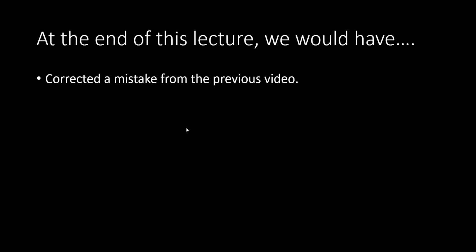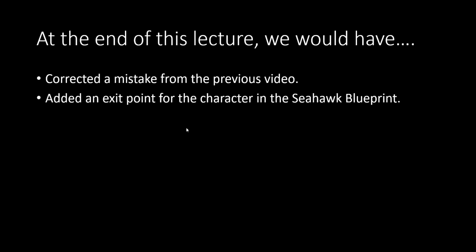At the end of this lecture, we would have first corrected a small mistake that we made in the previous video. It's about the flip-flop nodes. We're going to replace that with a traditional branch node, and I'll explain why once we get into the engine. And then we would have added an exit point for the character inside the Seahawk blueprint.